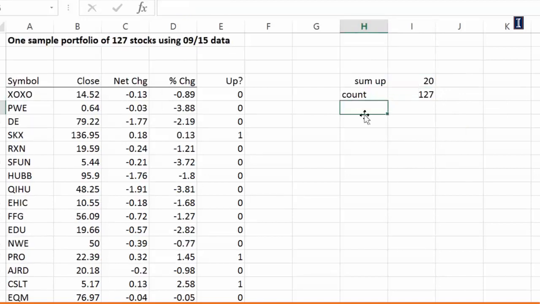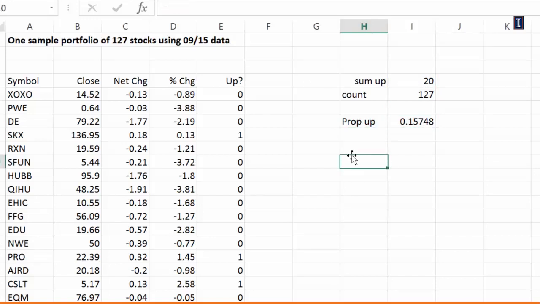So now my proportion of up for my portfolio is simply 20 divided by 127. So in terms of ups and downs, there are only 15.75% that went up in mine. So can I come up with a confidence interval here?